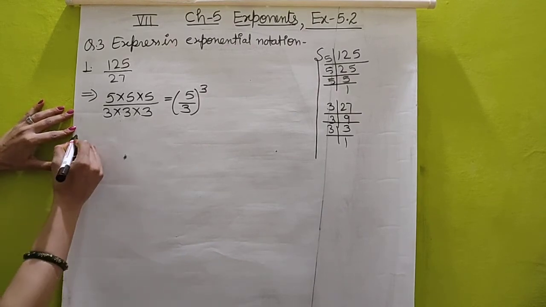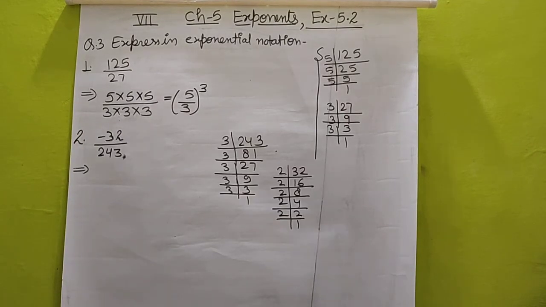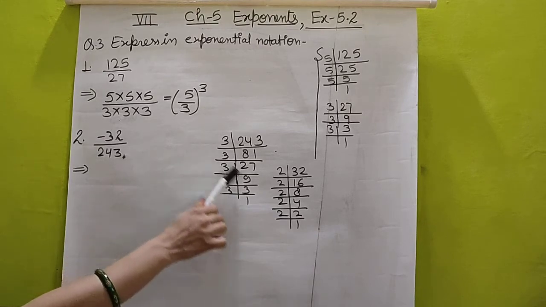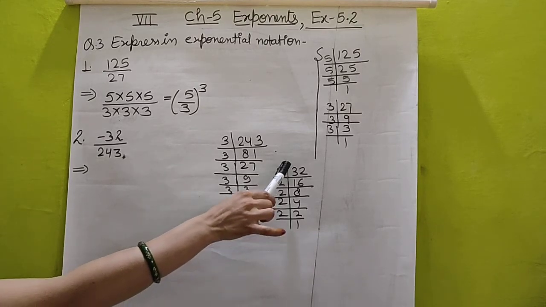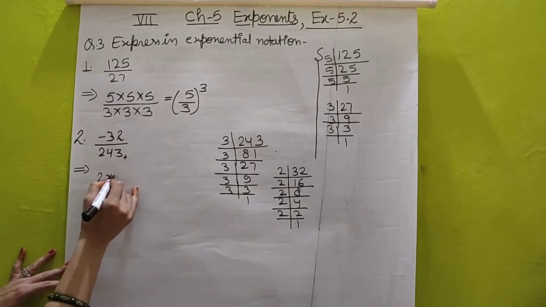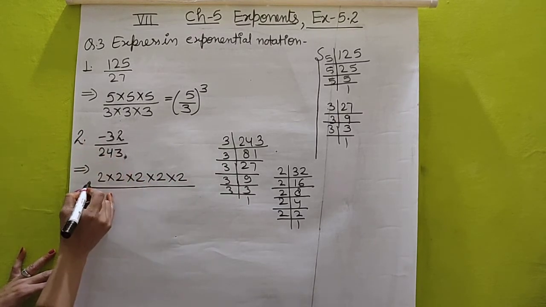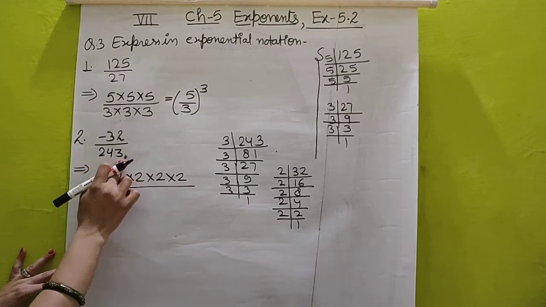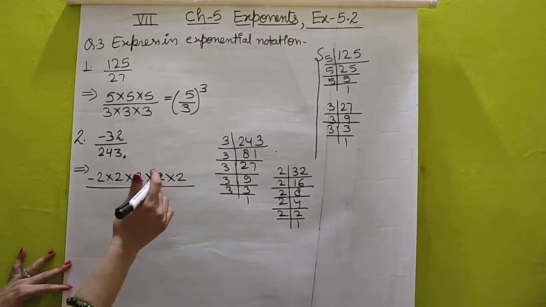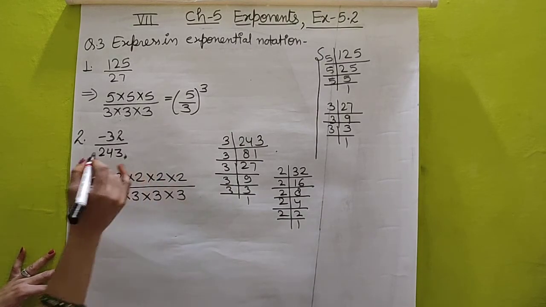Now students, second part. Students, now part second is minus 32 upon 243. Again students, you will do prime factorization as I have done. 32 I have done the prime factorization and I have got 5 times 2. So I will write 2 multiply 2 multiply 2 multiply 2 multiply 2, 5 times, and then this minus will come as it is. Now 243 I have got 3 times 5 times. So again here 3 multiply 3 multiply 3 multiply 3 multiply 3 will come.